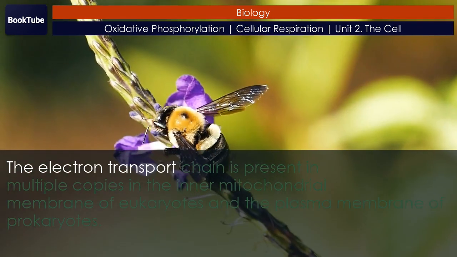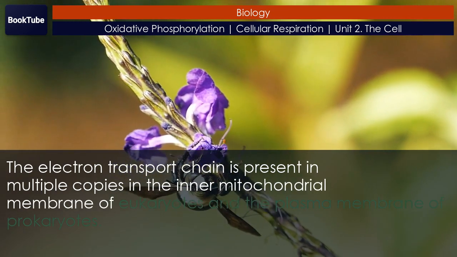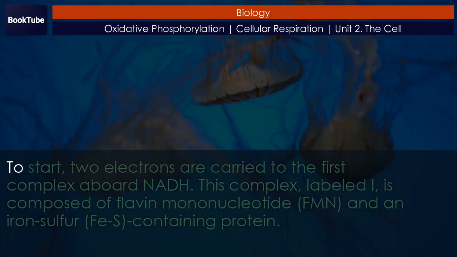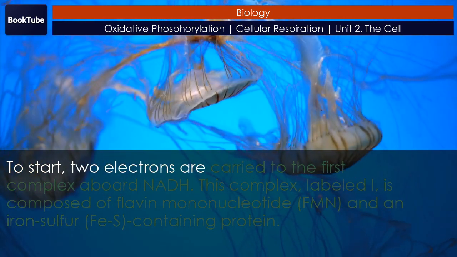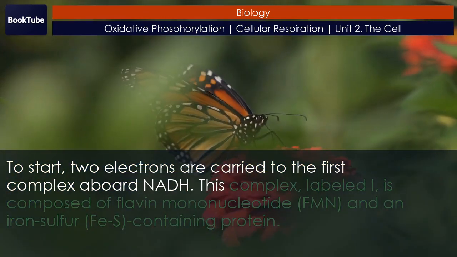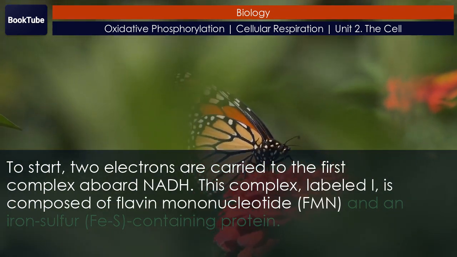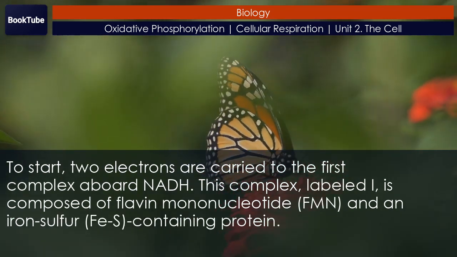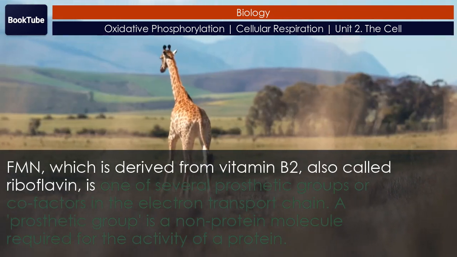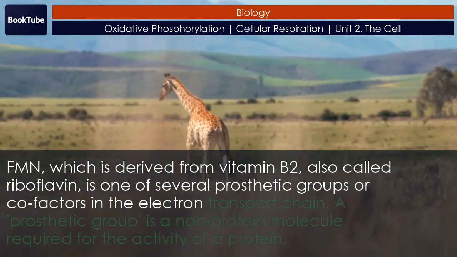The electron transport chain is present in multiple copies in the inner mitochondrial membrane of eukaryotes and the plasma membrane of prokaryotes. Complex I. To start, two electrons are carried to the first complex aboard NADH. This complex, labeled I, is composed of flavin mononucleotide, FMN, and an iron-sulfur, Fe-S, containing protein. FMN, which is derived from vitamin B2, also called riboflavin, is one of several prosthetic groups or cofactors in the electron transport chain.